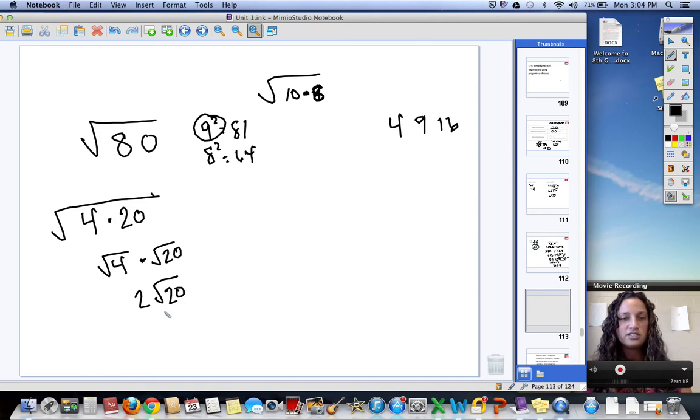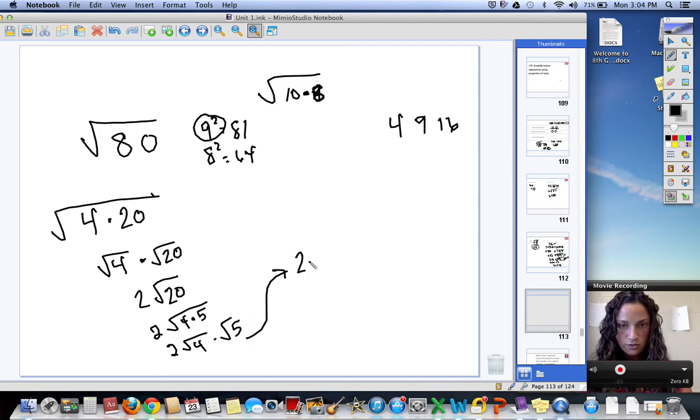But guess what? I'm not actually done. I can still simplify the square root of 20, right? Can't this be 4 times 5? So now I have 2 times the square root of 4 times the square root of 5. The square root of 4 is 2, so I'm going to move this over here. Square root of 4 is 2, so I'm going to have 2 times the square root of 5. So I actually end up with 4 root 5. So that's how we simplify.